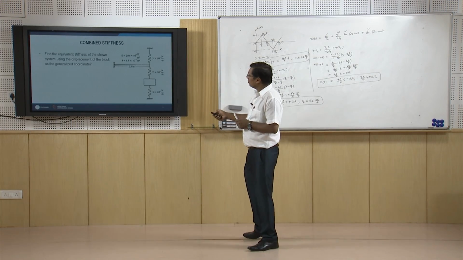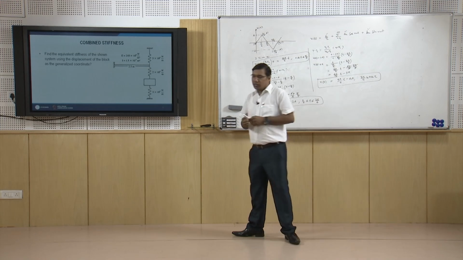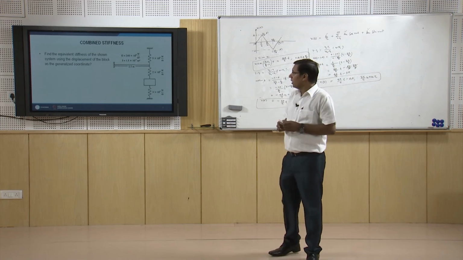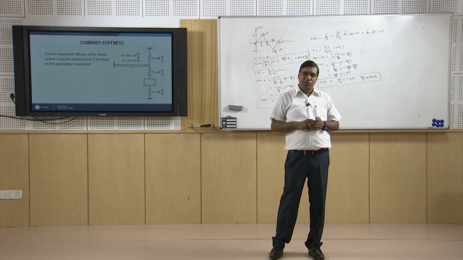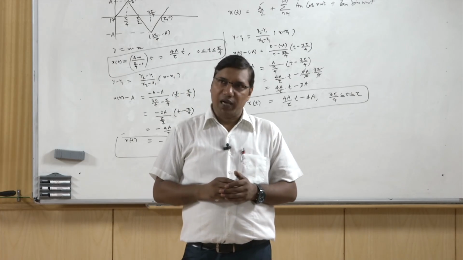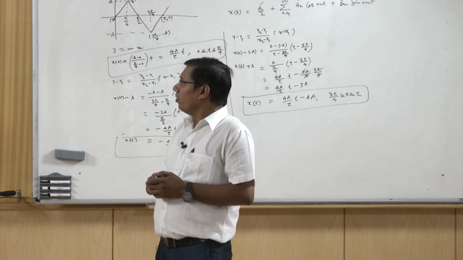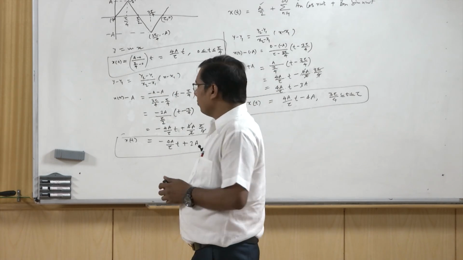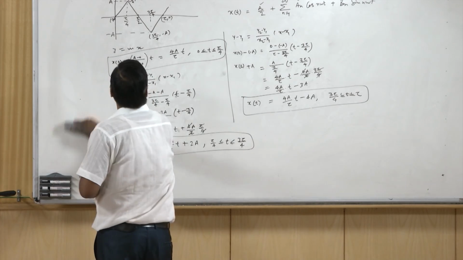So the next problem is about the combined stiffness. As we discussed, if there are springs in series, springs in parallel, then how to find the equivalent stiffness. So we will discuss this problem.